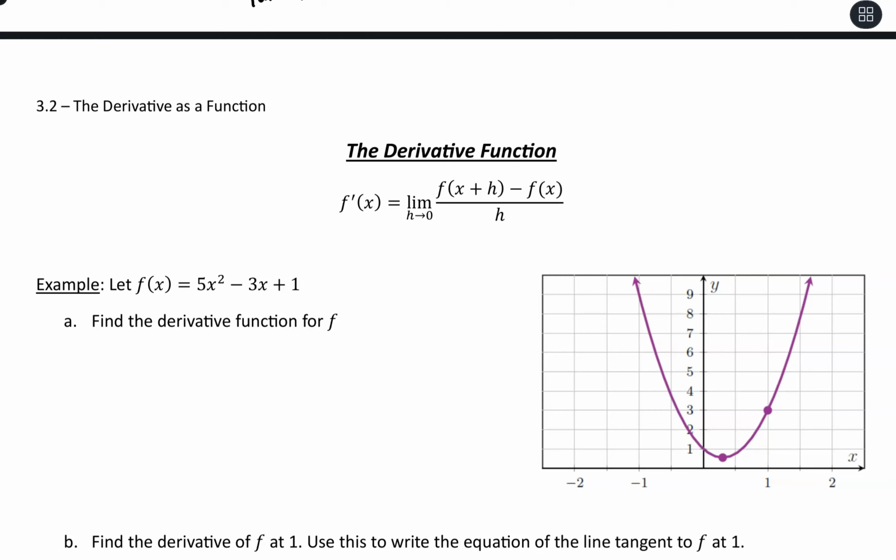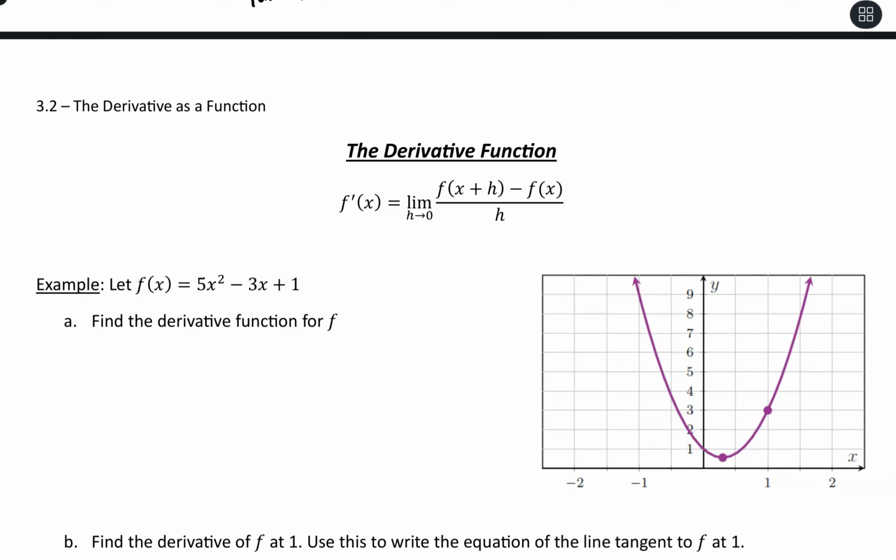So far, what we've been doing is finding the derivative at a point, which means we've been plugging in a value for x. What we're going to look at in this video is what if we wanted a general derivative function. So the idea that we could find the slope of the tangent line or instantaneous rate of change for any value of x. So let's let f of x equals 5x squared minus 3x plus 1, and we want to find the derivative function for f.